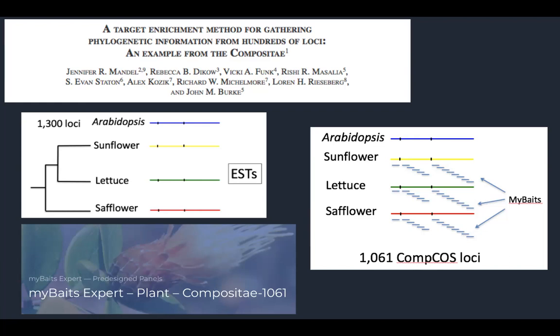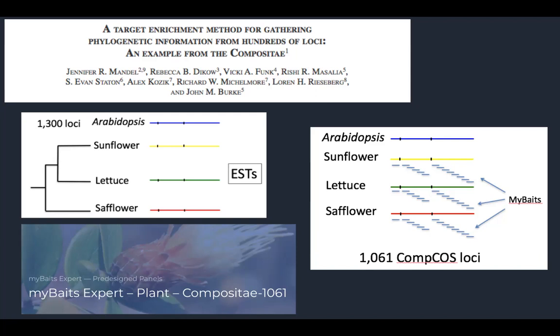So for the next few years, we worked on developing a bait set, or a target enrichment probe set, that was targeting 1,000 nuclear loci. We developed them from ESTs, which is sort of like the original RNA-seq, expressed sequence tags. And we used about 1,300 loci that were single copy loci from Arabidopsis. And we found the best match or homologue in sunflower, lettuce, and safflower. And we designed probes, which are short 120 base RNA baits that could pull down these sequences that we wanted, or could enrich your sample for the sequences that you wanted.